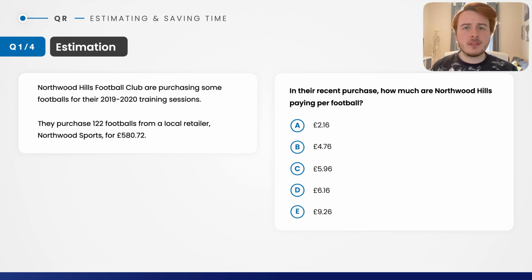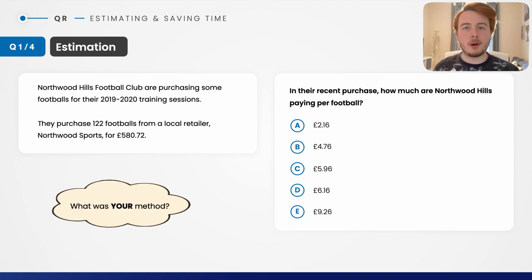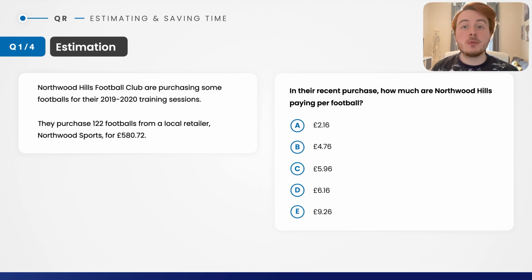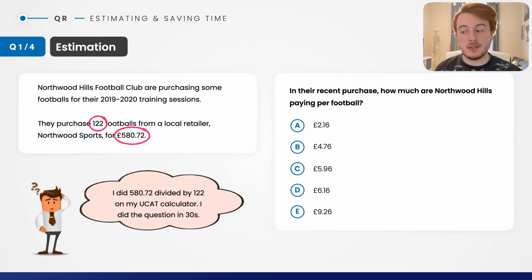So I want you to quickly reflect, what was your method for doing that one? If you went and grabbed the calculator and did the exact maths for that one, that's absolutely okay. This is what we would expect many people to do at this point. So you would be doing 580.72 divided by that 122. It would have taken you probably around about 30 seconds to do that in the actual UCAT with the pesky calculator that we have going on.